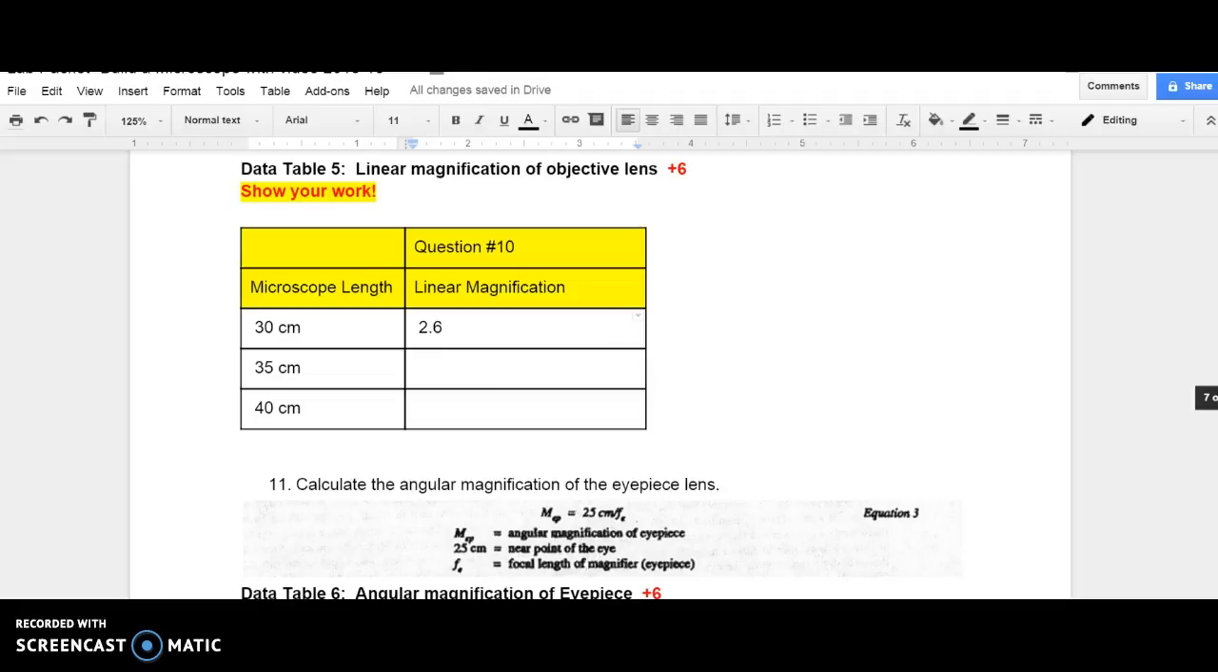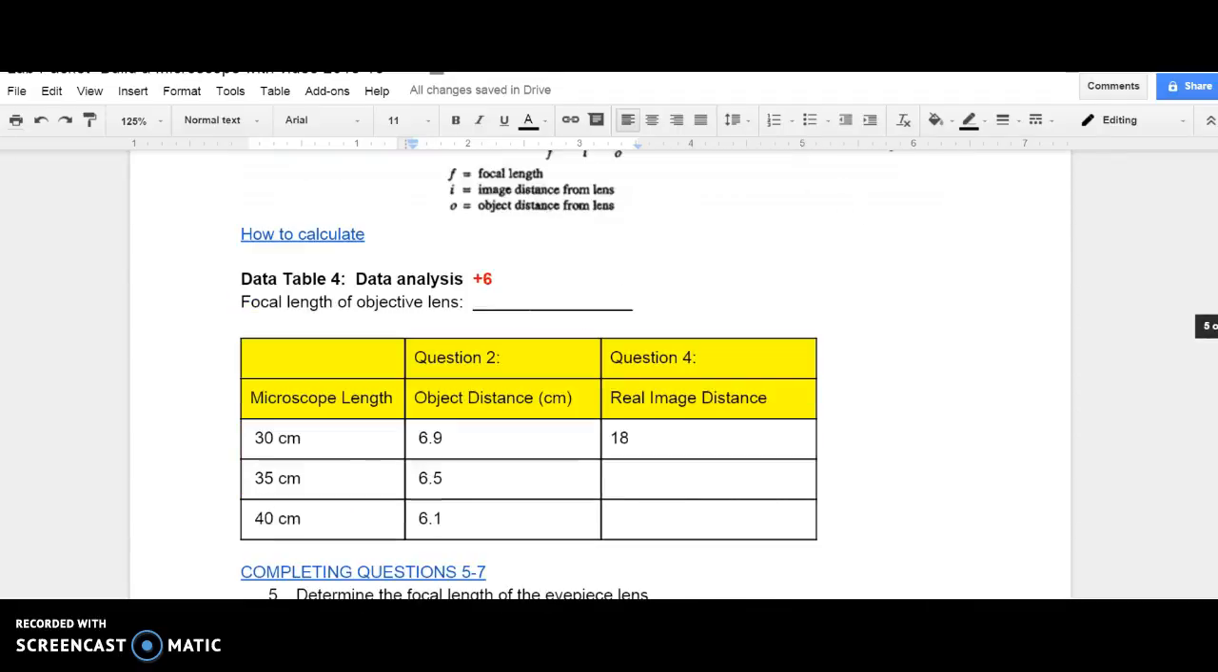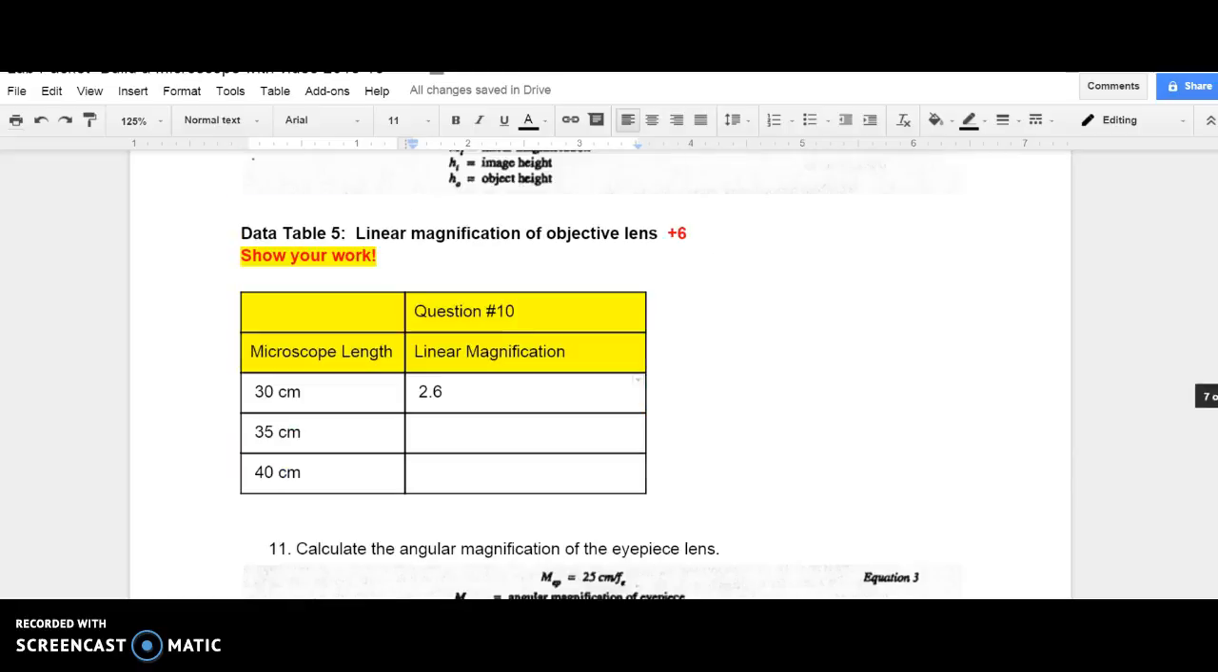And then using the data for the 35 and the 40 up here on your data table 4, just calculate the linear magnification of the 35 and the 40.